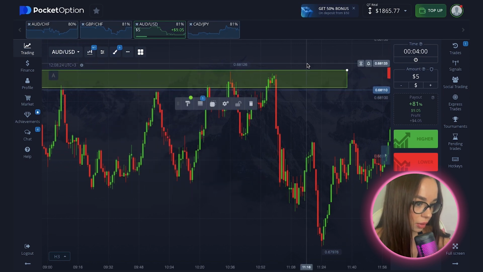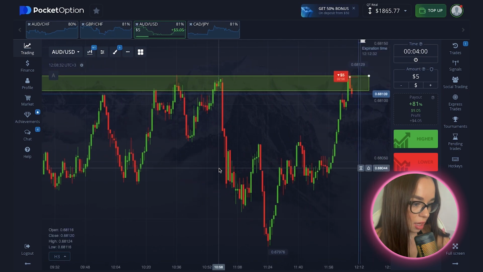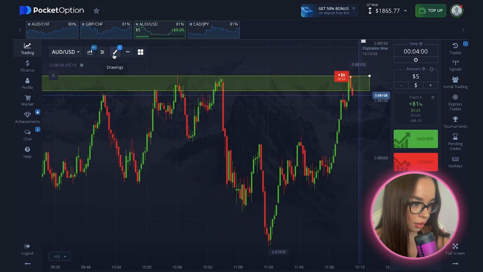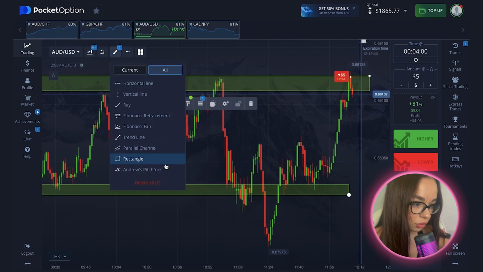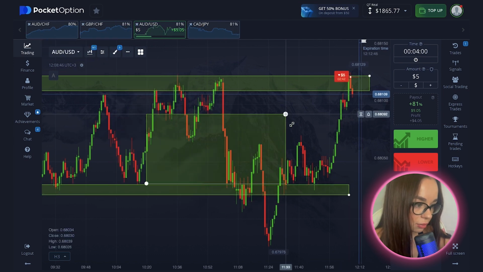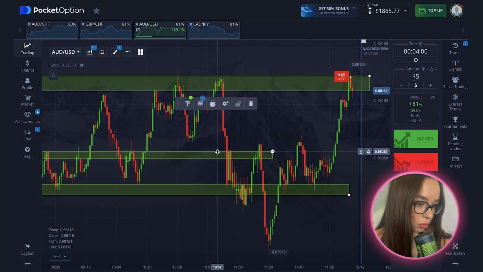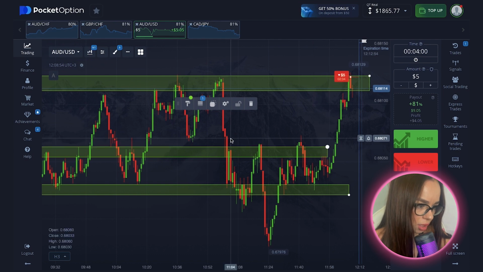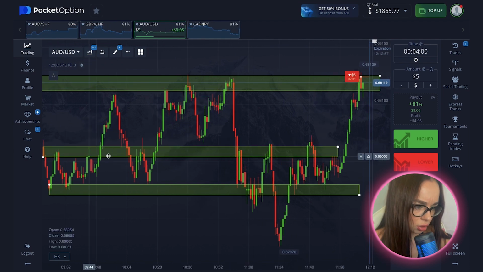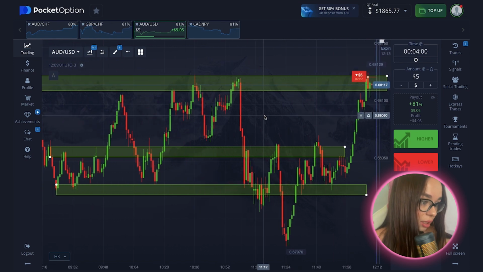So that would be our level of resistance right here, and also we're having our support zone, which is over here. And if you do remember, I did tell you that sometimes we do have levels in between our support and resistance zones, which we also have over here. The price has touched them already 1, 2, 3, 4, 5, 6 times. So that is a pretty good level.